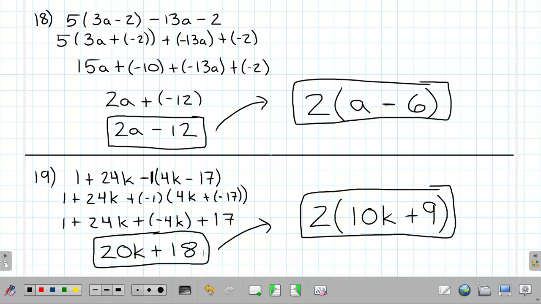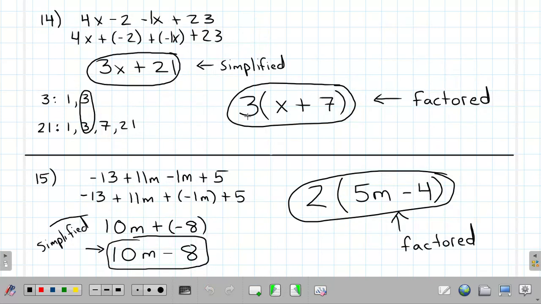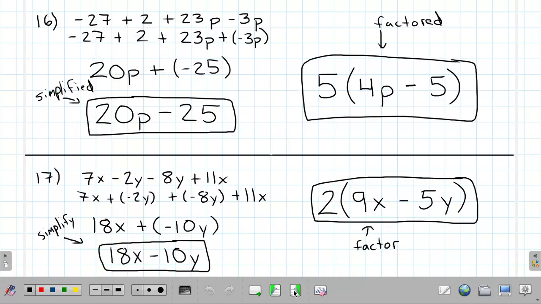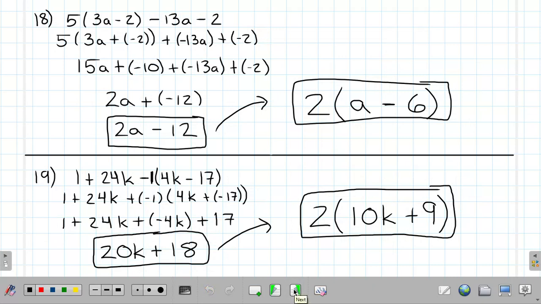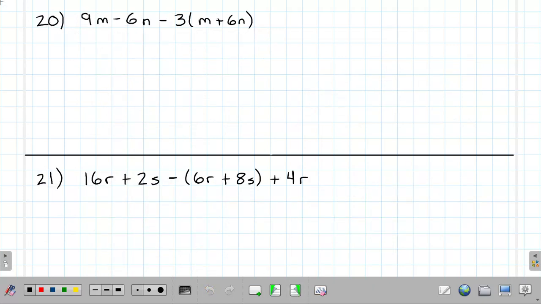Okay. So once again, every single one of these, we're finding the simplified version and we're factoring it. So those two, same deal. So last two examples here.